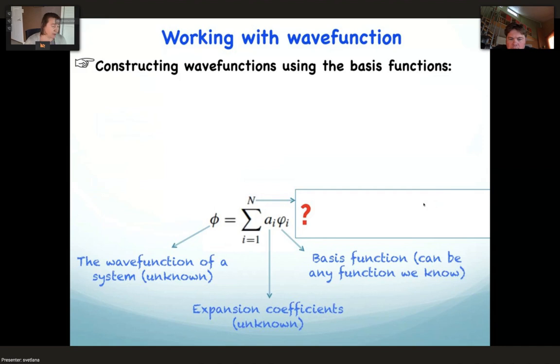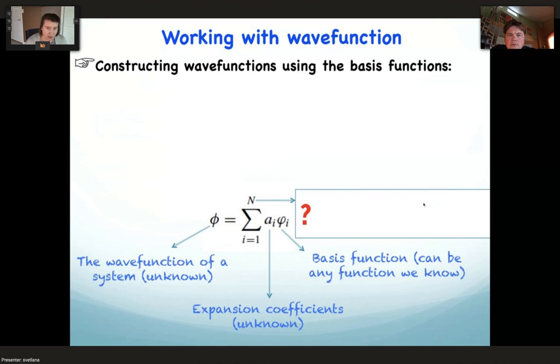When you run the calculation, these coefficients will be found to minimize the energy of this wave function. It means you find these coefficients so that when you recalculate the energy of this final wave function, the targeting wave function, its eigenvalues would correspond to the lowest possible energy.